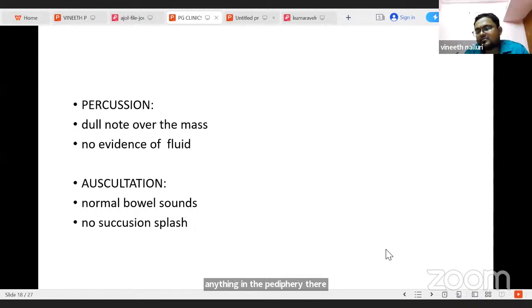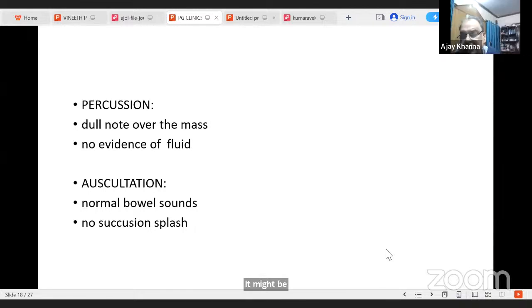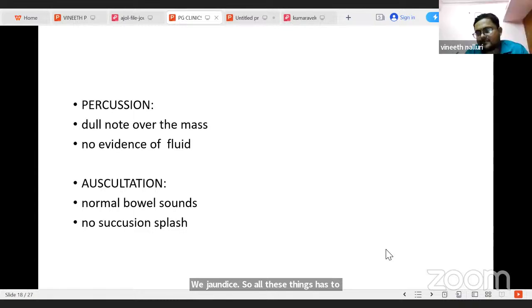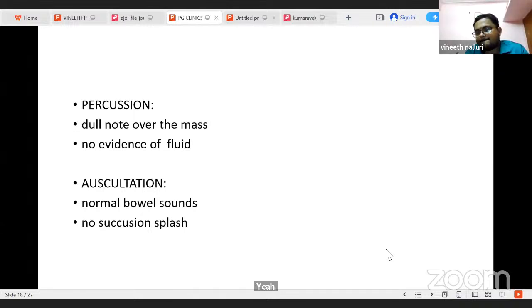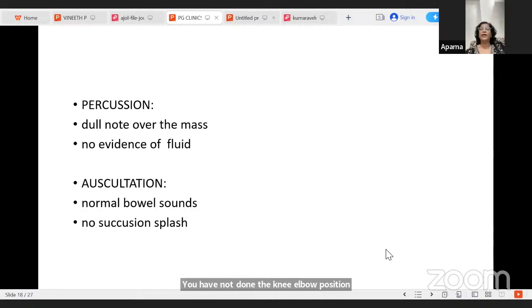Can it be a gallbladder mass? It is moving with the respiration. The patient has a carcinoma of the gallbladder with jaundice. So all these things have to be kept in mind in your case. And again, head of pancreas malignancy can also be one of your differentials. The area is exactly in the area of the head of pancreas. You have not done the knee elbow position test to find out whether the lump falls forward or becomes less palpable, which would have told you whether this is an intraperitoneal or a retroperitoneal mass, right?